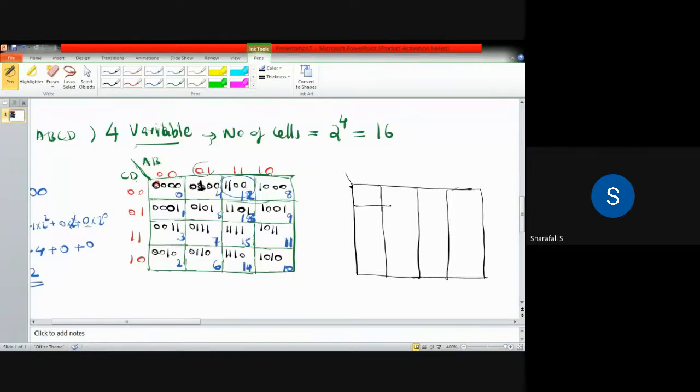So this is the first row, second row, and this one is the third row. And you can represent the most significant bit below. This is the most significant bit that is coming in this side. You can see, so that I can represent AB here and CD here.